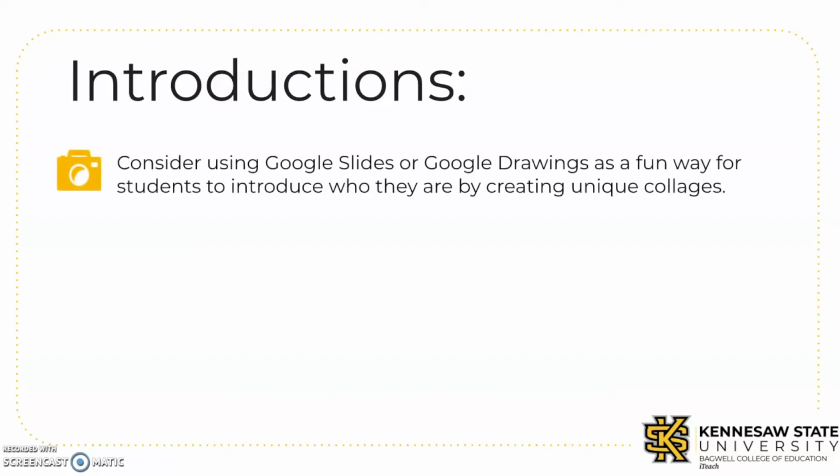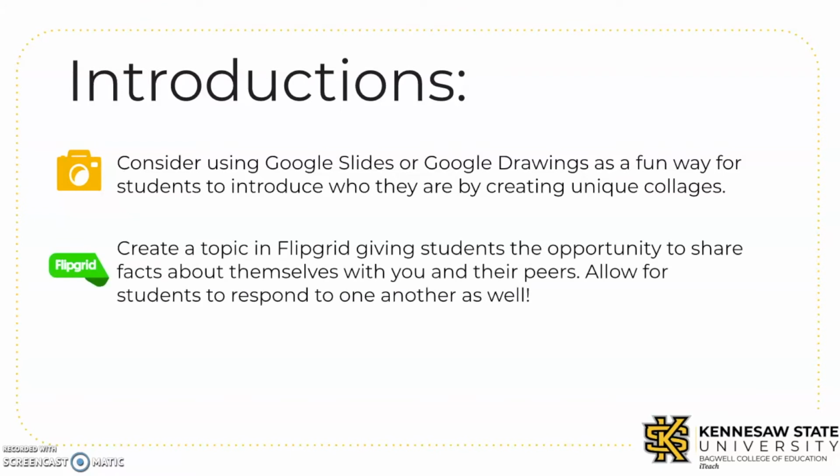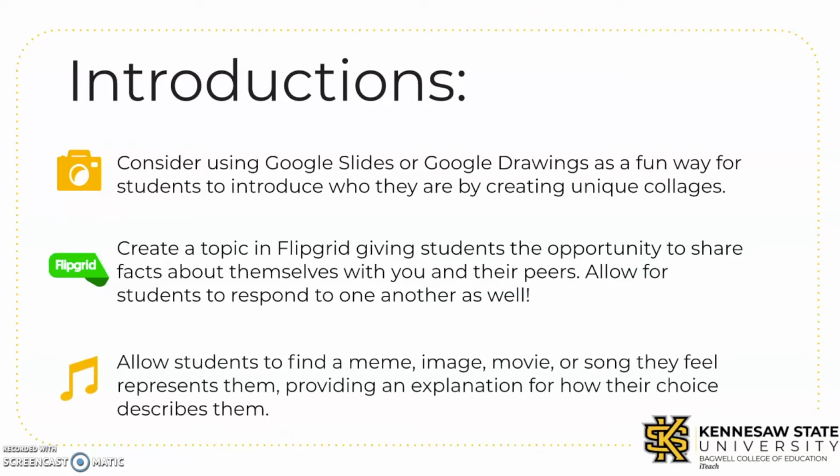Use Google Slides or Google Drawings for collage introductions, allowing students to use images to represent themselves. Create a topic in Flipgrid and allow peers to watch and respond. Encourage students to find appropriate memes, images, movies, or songs that represent them, sharing why they feel this item represents who they are.